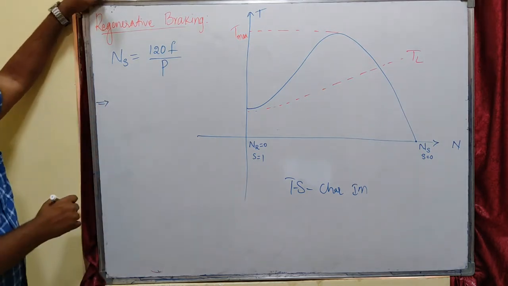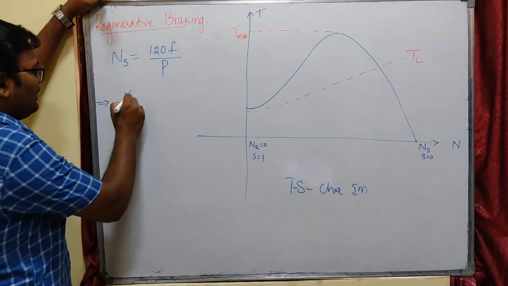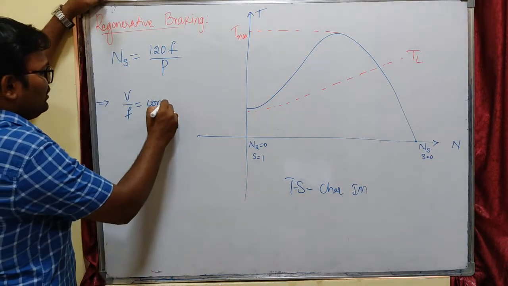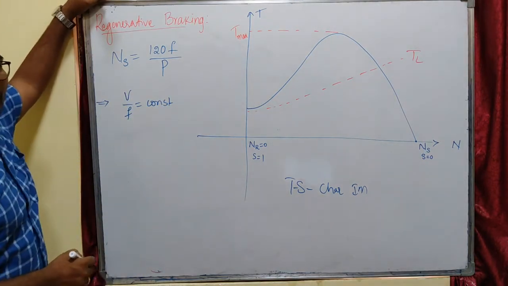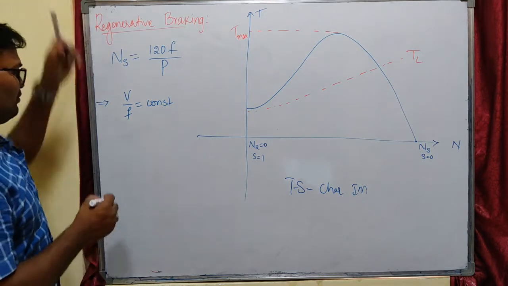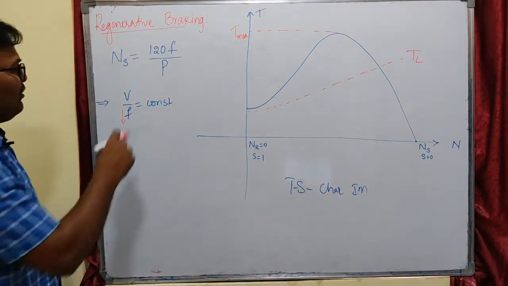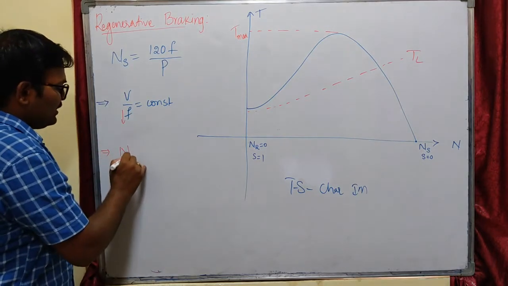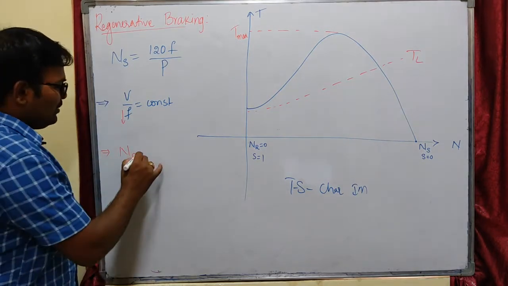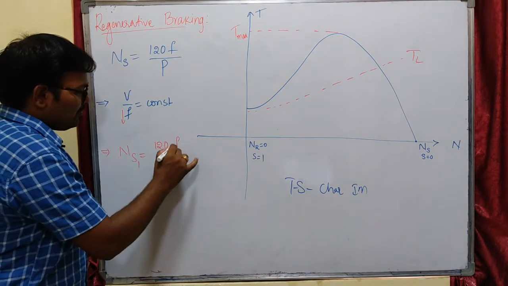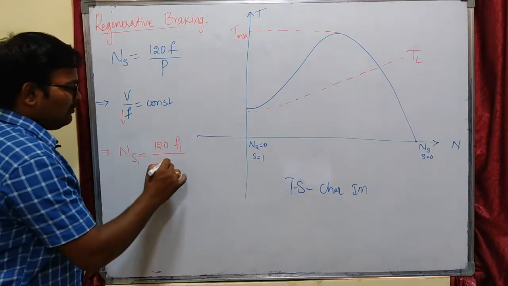If somehow I manage to change the frequency by keeping the V by F ratio constant, so that our machine won't be affected in magnetizing current. If I somehow manage to reduce the frequency by keeping the V by F ratio constant, what will happen to our synchronous speed? Let me consider it as NS1. That will become 120 times our reduced frequency F1, divided by the number of poles.